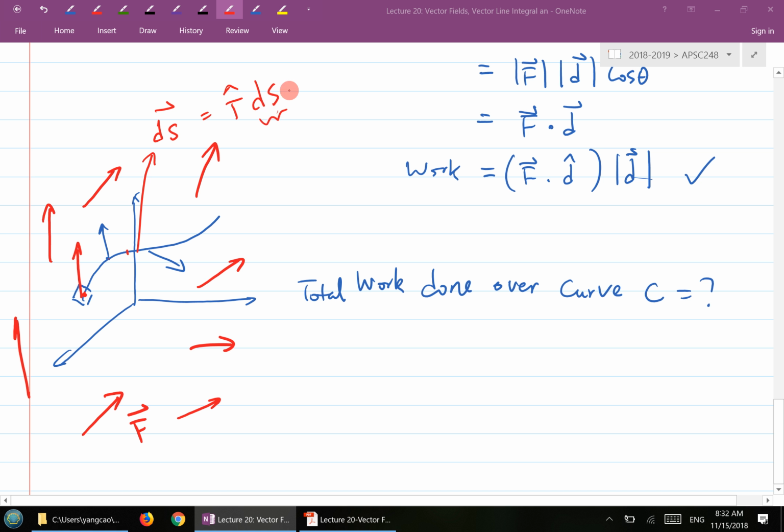If you recall this small ds, in the previous lecture, we had a lecture on this. We calculated the so-called arc length of a curve, and that's basically depending on this quantity ds. We have a formula which I'll write down later. Good. So that's what I mean by moving from here to here with a ds vector.